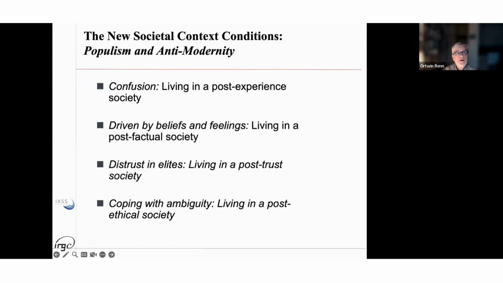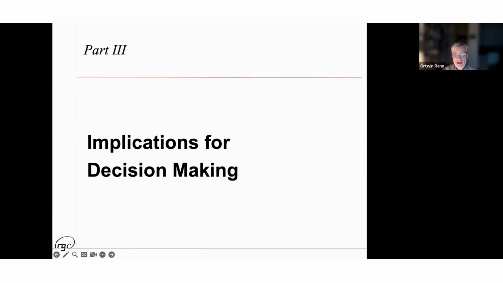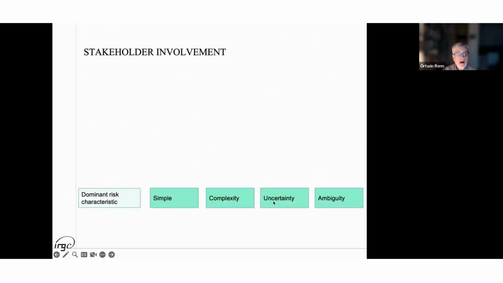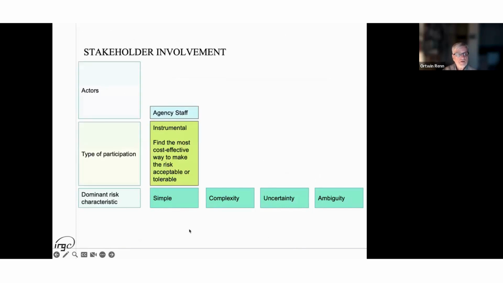And yeah, I'll skip this one. We have implications for decision making. You see here, this is the so-called stakeholder involvement ladder. Those are the risk types, again: simple, complex, uncertain, and ambiguous. And then you can see that if it's simple, we just need agency staff as an instrumental discourse. And the objective is to find the most cost-effective way to make the risk acceptable and tolerable.